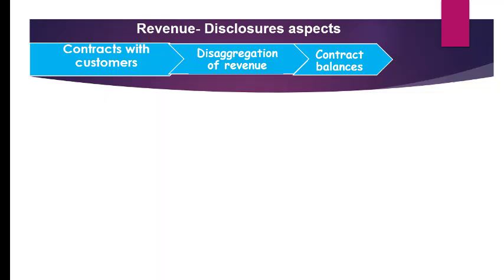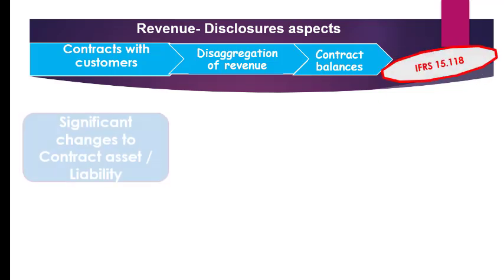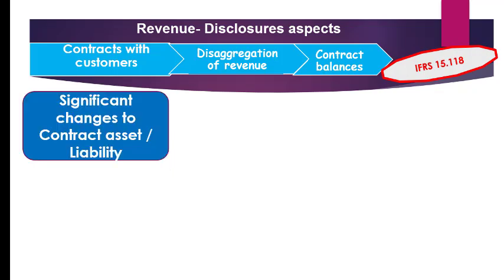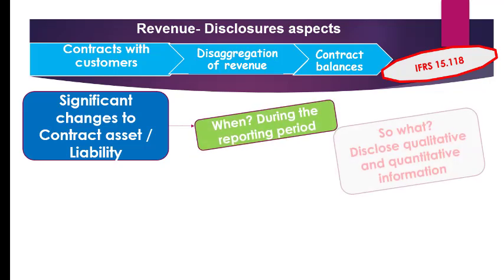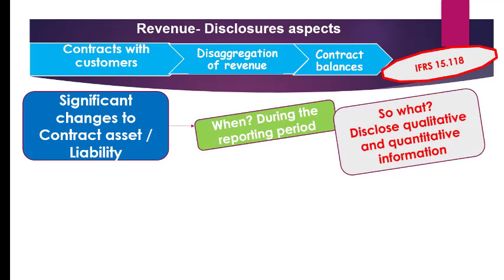So now let's say that there were significant changes in the contract asset or liability balances. Then what? So first you ask yourself, when did the change occur? The change had to have occurred in the current reporting period. Okay, and what should you disclose and what do you do about this? Well, you would essentially give qualitative and quantitative information so that users can gain an understanding of what happened.